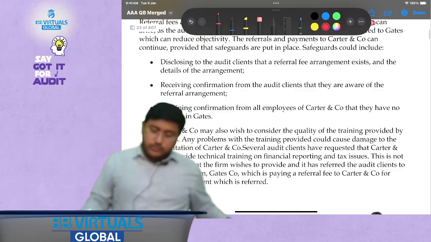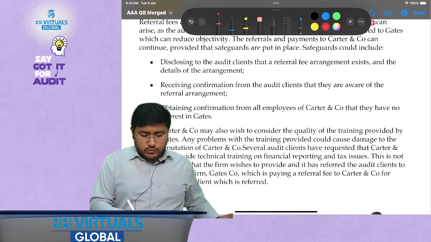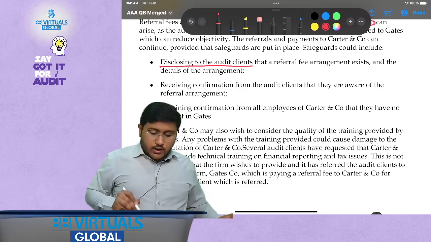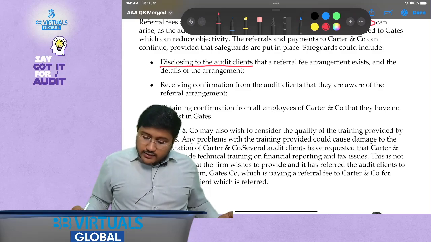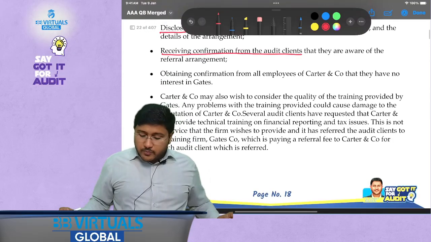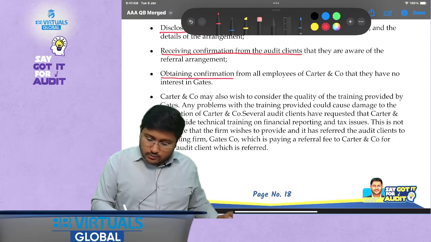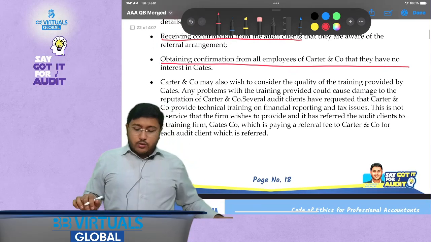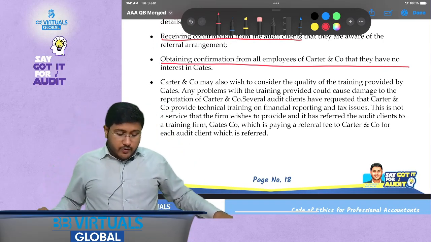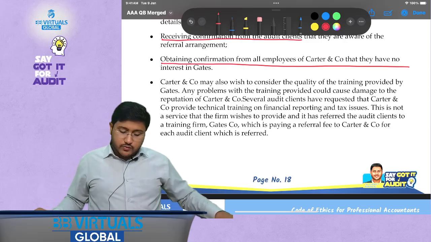Safeguards could include disclosing to the audit clients that a referral fee arrangement exists and the details of the arrangement. So you should disclose it to the client. Receiving confirmation from the audit client that they are aware of the referral arrangement. Obtaining confirmation from all employees of Carter and Company that they have no interest in Gates. That is also important. And Carter and Company may also wish to consider the quality of the training provided by Gates. Any problems with the training provided could cause damage to the reputation of Carter and Company.